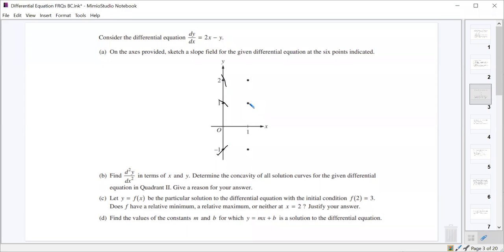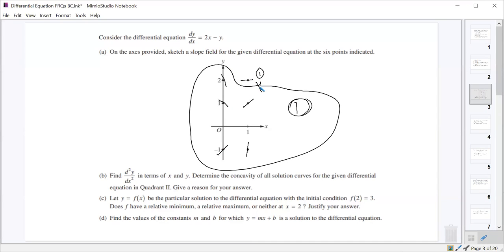Plug in 1, 1, ought to give you 1. Plugging in 1, 2 ought to give you 0, and plugging in 1, -1 ought to give you 3. So that's what your slope field should look like. That was worth 2 points. 1 point if you had the one where it was supposed to be 0, and 1 point for all of the rest of them. I don't know why there's that little weird mark there, but 1 point for those 5, 1 point for that one other one. Easy enough?